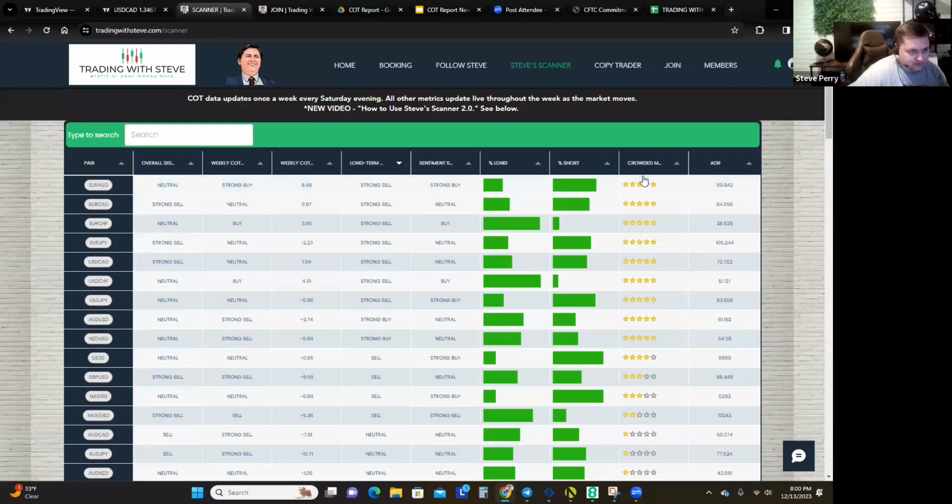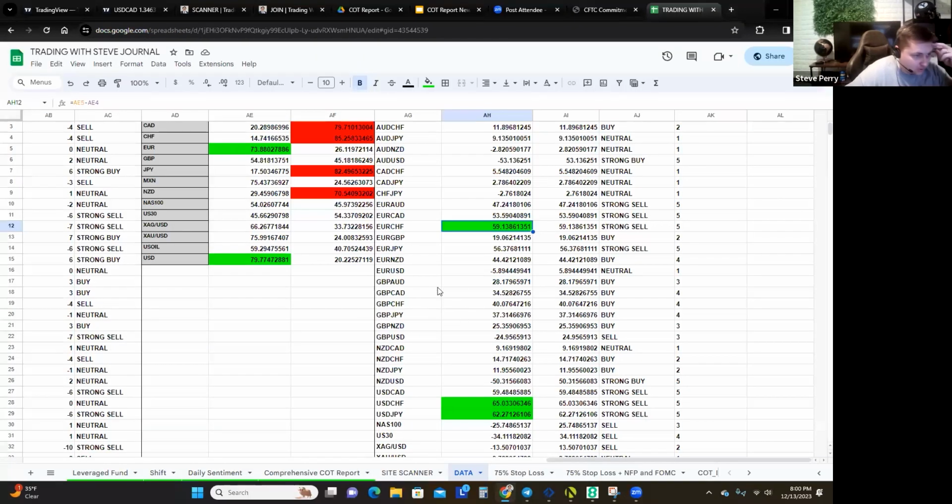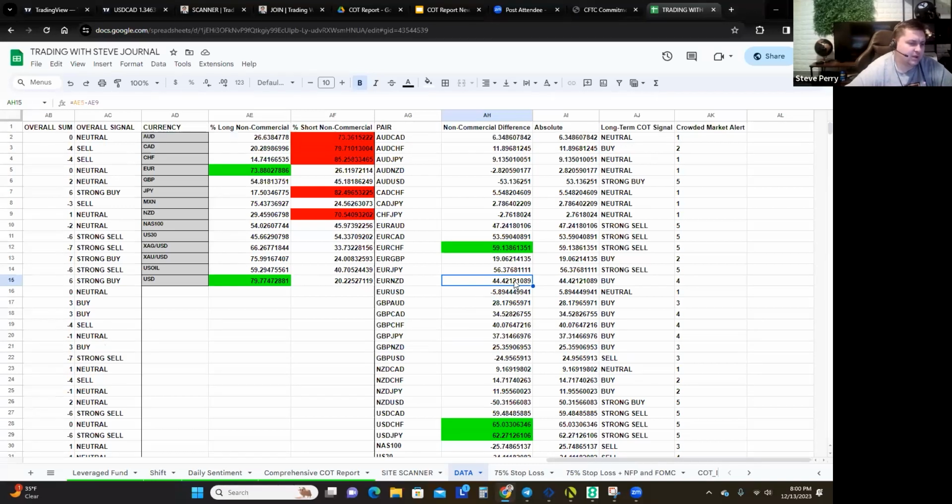Here, let's filter this way. The Euro Kiwi, for example, is 4 out of 5 stars. Where is that in relation to this? The Euro against the New Zealand is at 44. A difference of 44 is not big enough to be in crowded market stage, but something like this one where it's up 59 is crowded market.